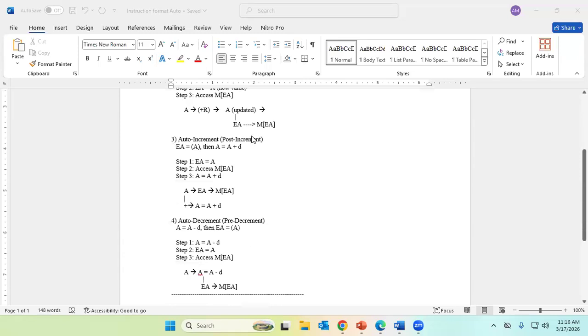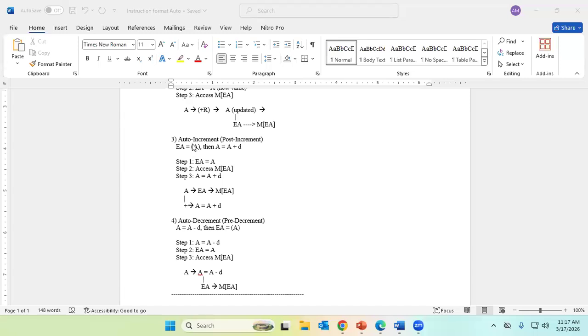Auto increment, post increment, and pre increment, guys. Plus plus A and A plus plus, minus minus A and A minus minus. Okay, here we go. Effective address is A, like we did before, guys. A will be A equals A plus D. So effective address equals A.